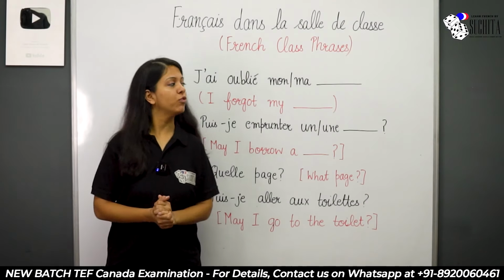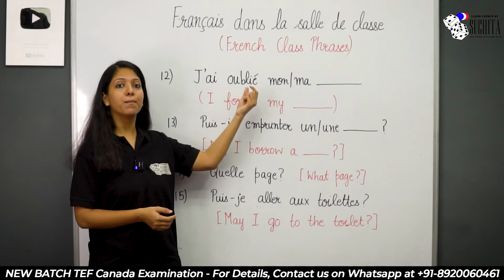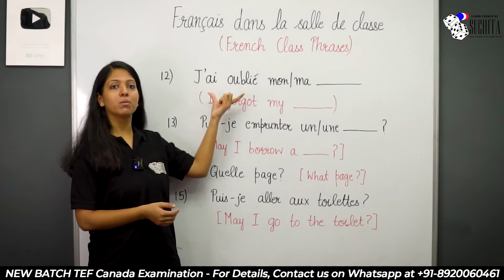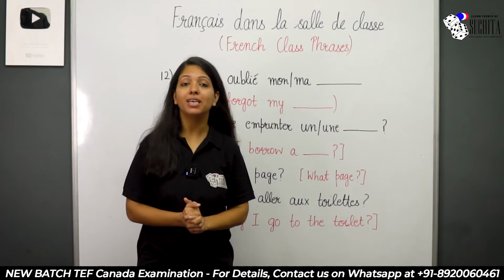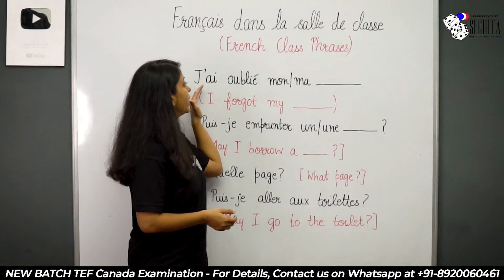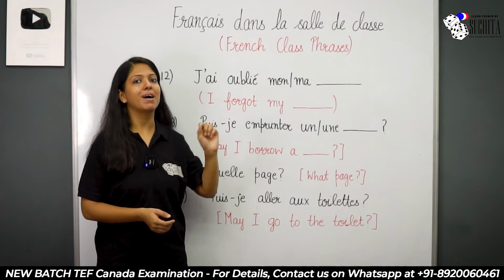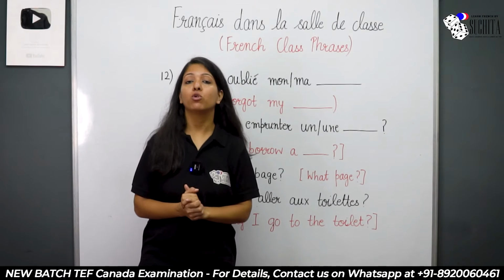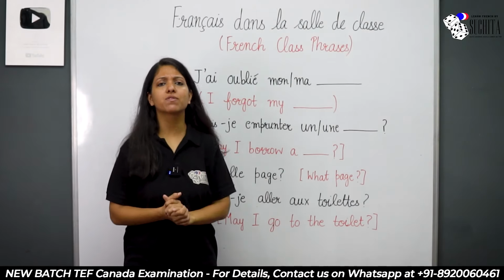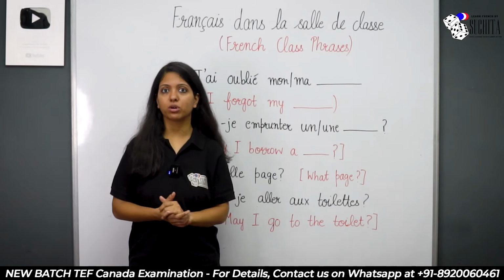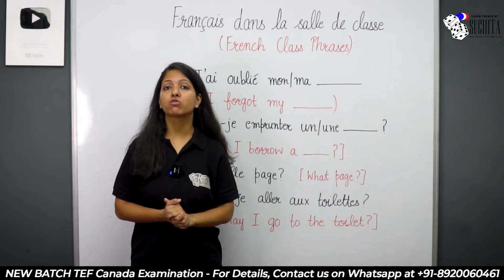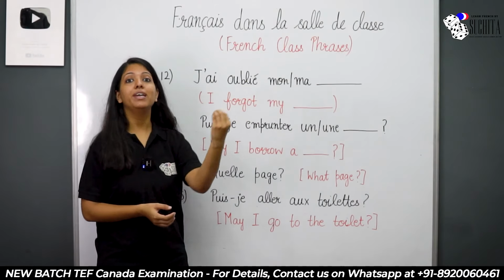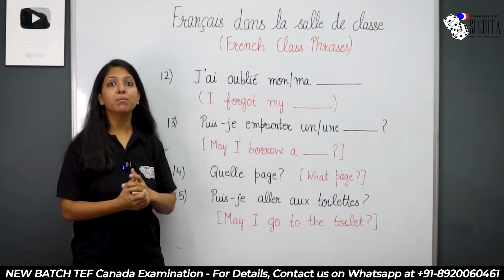The next one in front of you is, j'ai oublié mon ou ma. First of all, this verb is the verb oublier. It's the verb er. So, j'ai oublié, but I've conjugated that verb in past tense. For now, you don't need to worry about that. You just learn it. Let's say in the class you want to say, I forgot my book. You will say, j'ai oublié mon livre.